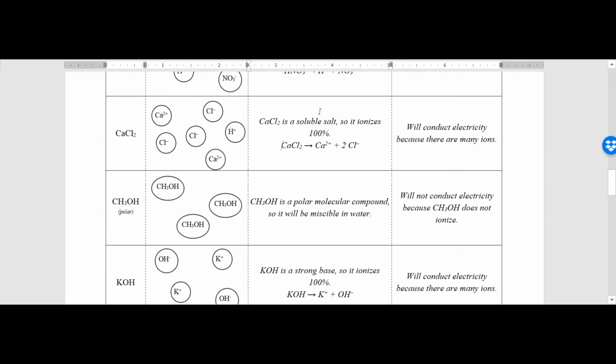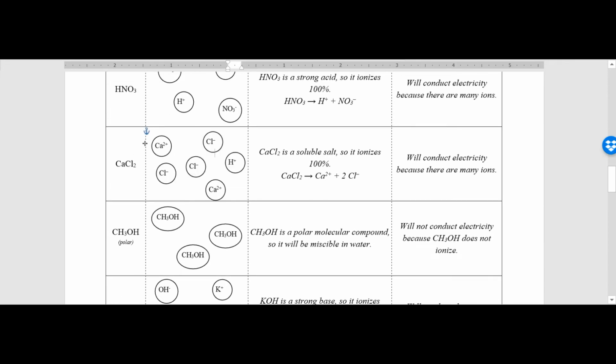Calcium chloride is also soluble, and so it breaks apart completely, 100%, dissociates, and so you're going to have calcium ions and chloride ions. And this should actually be a chloride ion. I'm sorry, that was a typo. This hydrogen right here, go ahead and cross it out. That should be a chloride. That's a typo. I'll fix the formatting of it later.